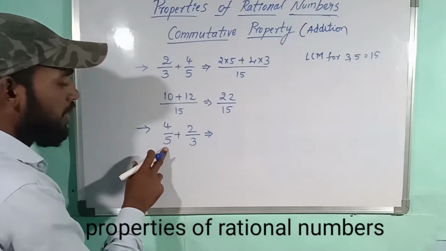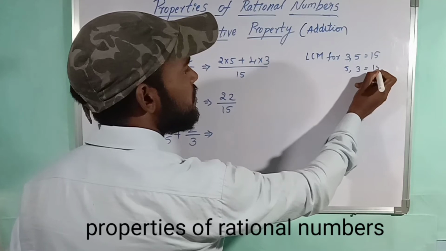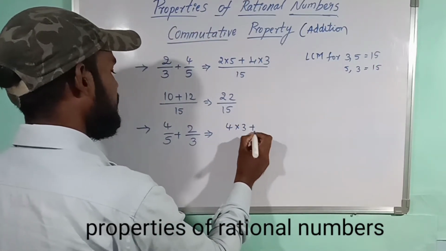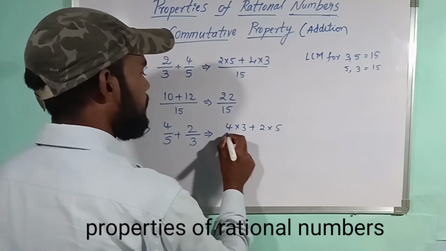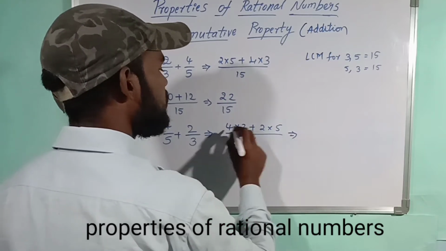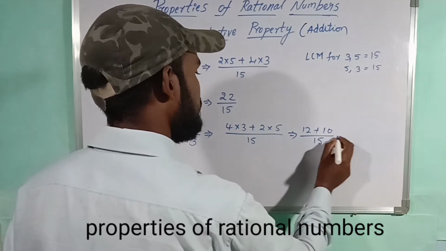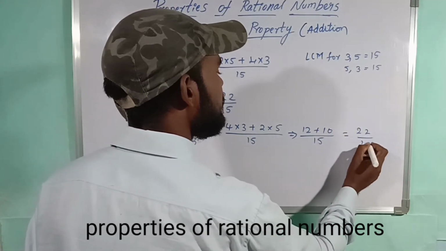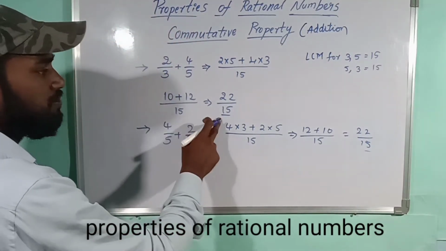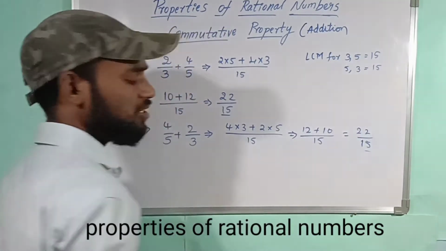Now we have to find the LCM for 5 comma 3, that is also 15. Cross multiply: 4 into 3 plus 2 into 5 by 15. 4 threes are 12 plus 2 fives are 10 by 15, that is equal to 22 by 15. Here also we got the same sum, 22 by 15. So LHS equals RHS.